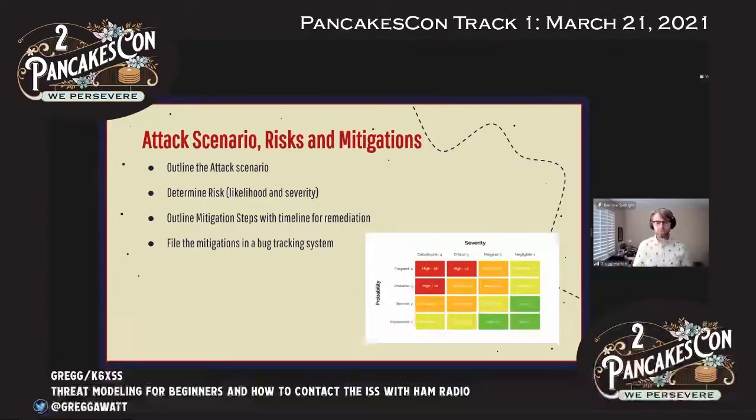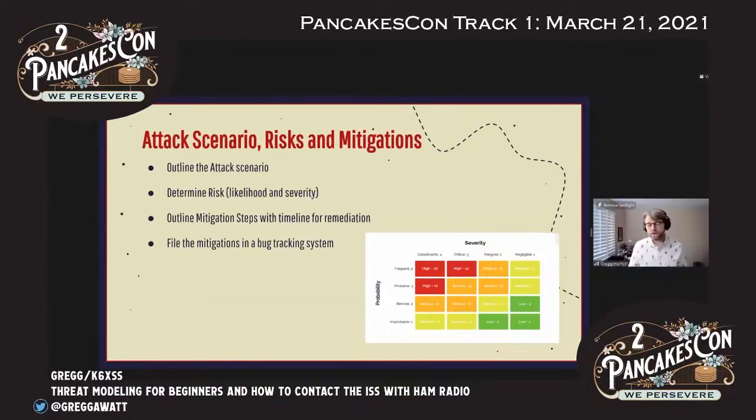But people also use CVSS scores to determine risk. But yeah, any type of risk determining is going to get you to a point where you can categorize your risks and your mitigations and prioritize them. You want to outline the mitigation steps with a timeline for remediation. I think it's always important that you can come up with how to fix something and then give the people working on the system and the developers sort of a time frame of how long you think this will take them, so they can prioritize it.